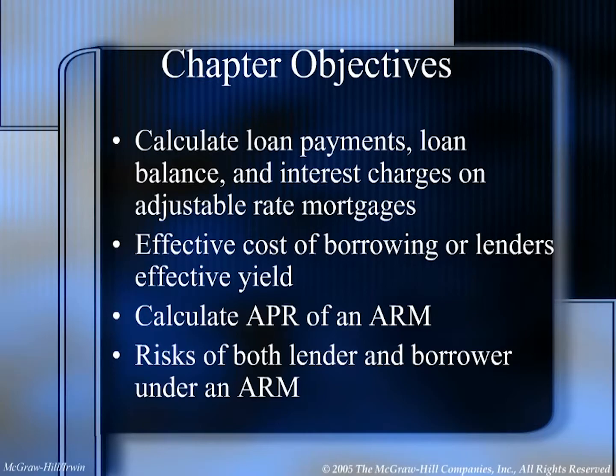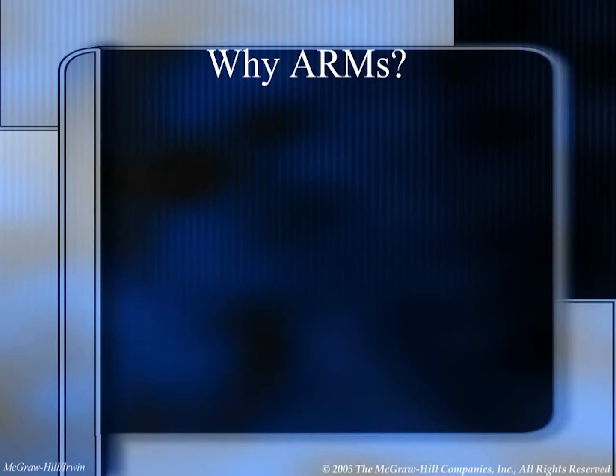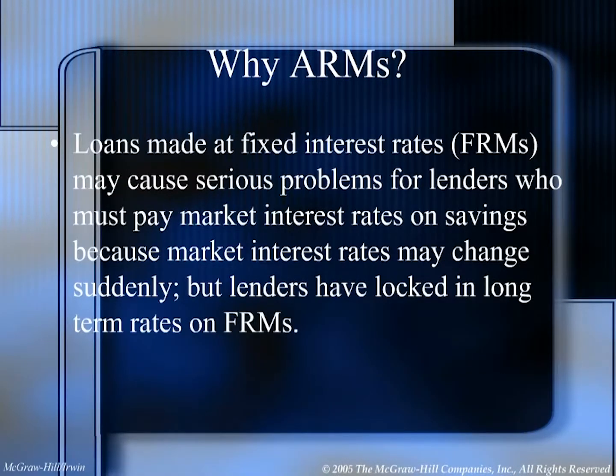So we started talking about the risks and the sharing of risk in the fixed rate, but now we'll see this becomes much clearer by understanding the adjustable rate, or the ARM. So the first thing we might wonder is, why did ARMs ever come about to begin with? Why did we have these ARMs? Again, ARMs, adjustable rate mortgages.